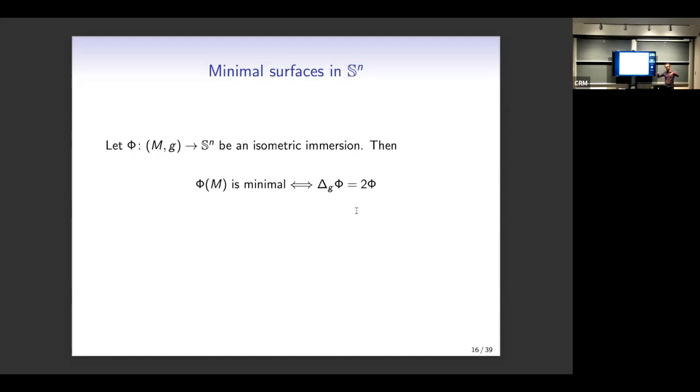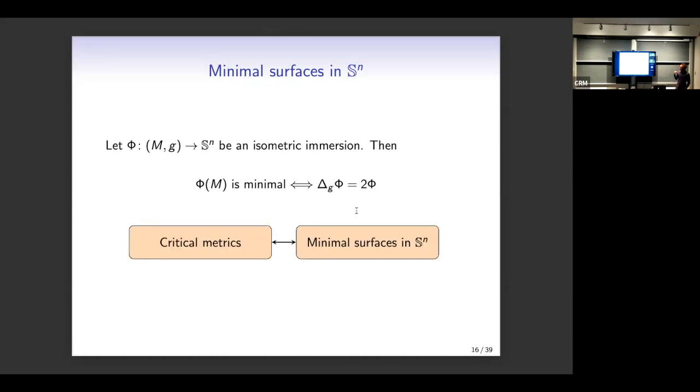And the condition that mean curvature in the sphere is zero is equivalent to the condition that mean curvature in Rn is twice the position vector. And this is very much exactly what we saw for the extremality condition, right? So we saw that it's a map to the sphere, and it's a map by eigenfunctions with the same eigenvalue equal to 2, right? So that's the reason why I chose lambda k equals 2.